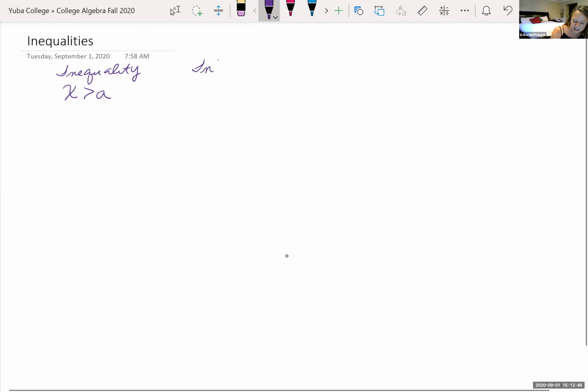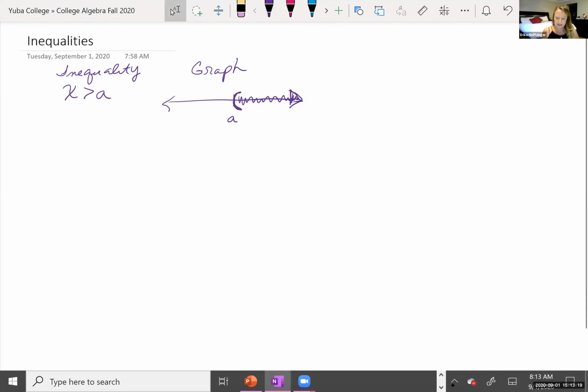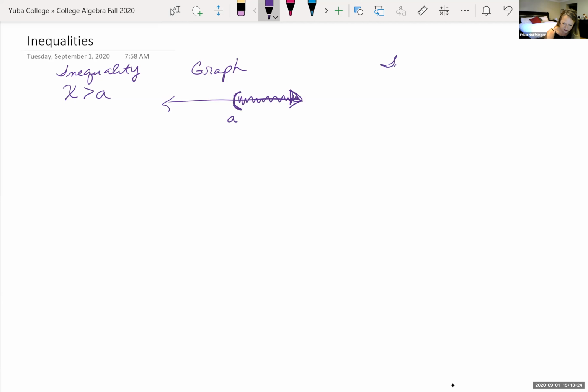The interval notation. Actually, let's graph it first. You should be able to graph these on a number line. So you would find a on the number line. And this is saying x is greater than a, so everything that is bigger than a would work. This is strictly greater than a, and so here, there's a couple of ways that you can notate it. You can do an open circle, or you can do a parenthesis. And I'm just going to do the parenthesis because that kind of helps with the interval notation.